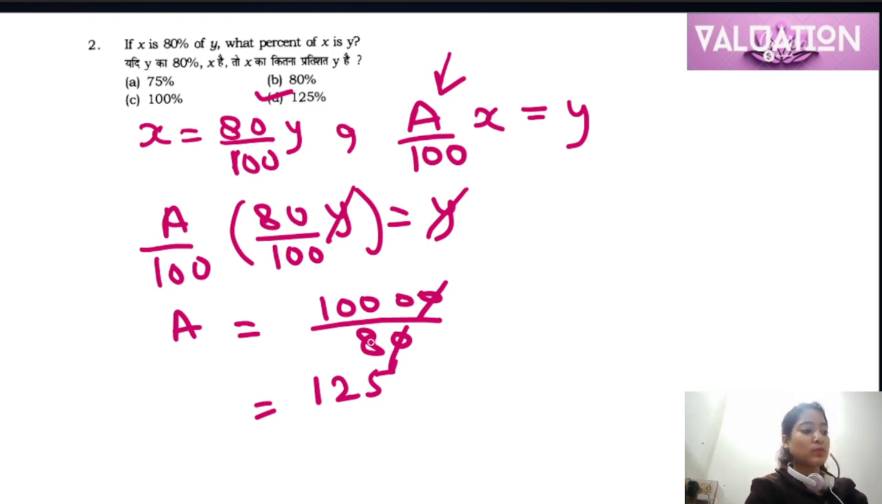Okay, we can solve it like this: divide by 2, we will get 4 here and 5, 0, 0 here, and again, if we divide by 4, we will get 1, 2, and then 5. Okay, 125 is the correct answer. Let's move to the next question.